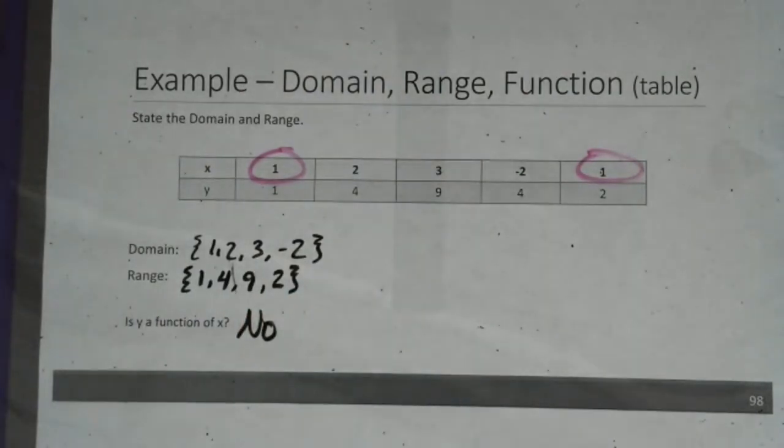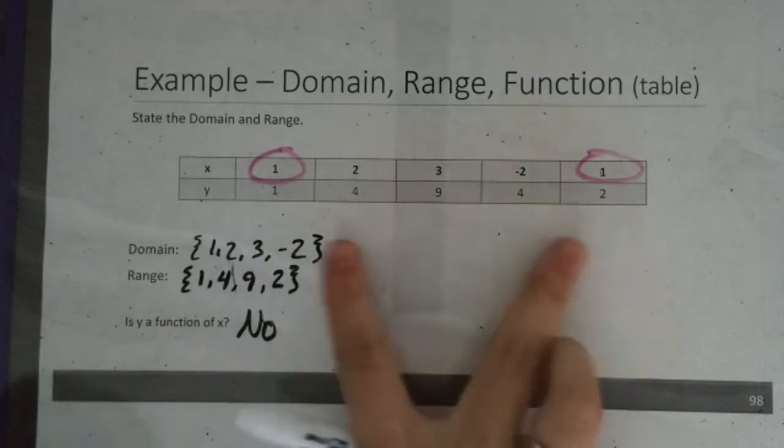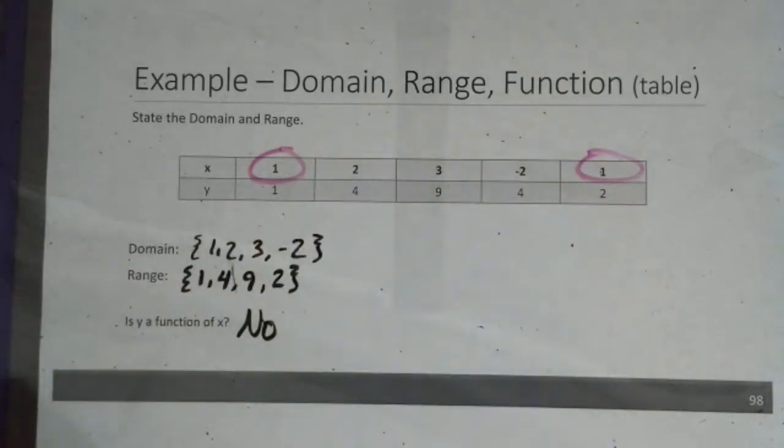A way that students like to think about this is if an x gets repeated, then it's not a function. And that's because you would have the same input in 2 different places. But you can see here we have 2 different outputs, which is what makes it not a function.